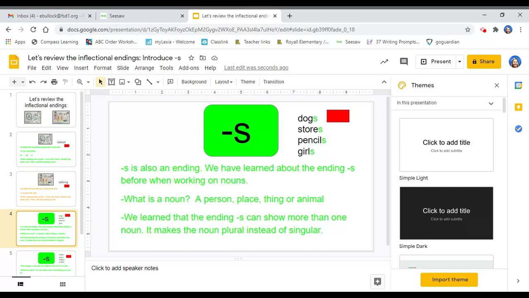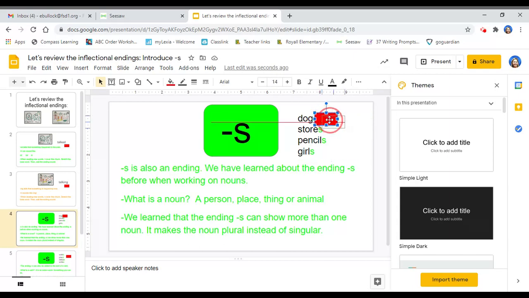Now, we learned that when we add the letter S to the end of a noun, look at all these good examples over here, it can show there's more than one. So we learned that if there's more than one noun, we call it a plural noun instead of singular. Singular means there's just one. Plural means there's more than one. So same rule applies with my S. When I'm stretching a word and I don't know it and I see a tricky ending, I'm going to say, okay, I'm going to cover it up. Figure out the base word.